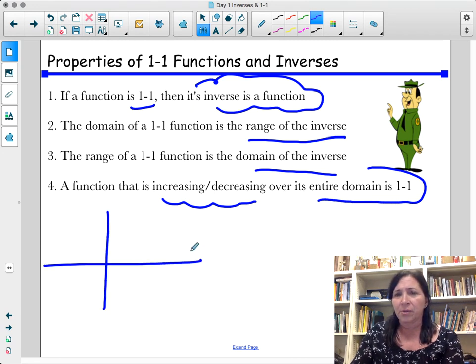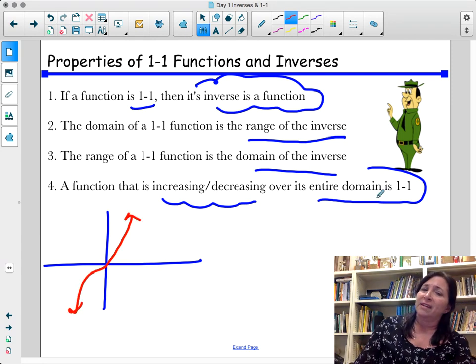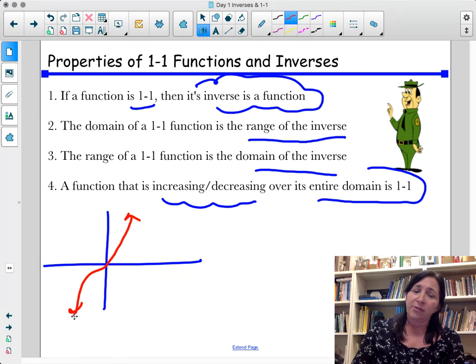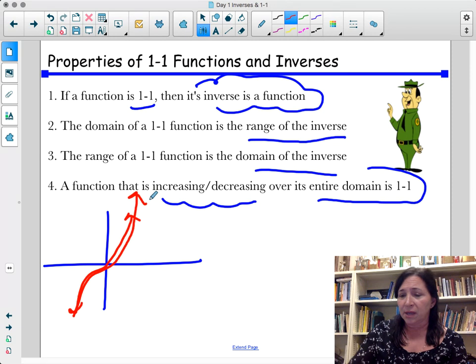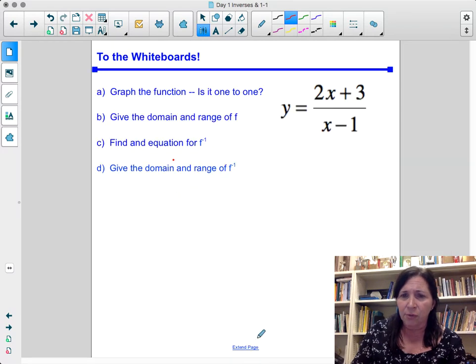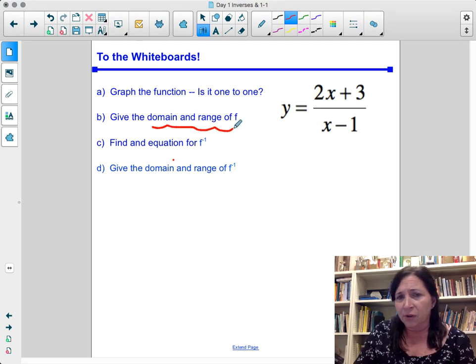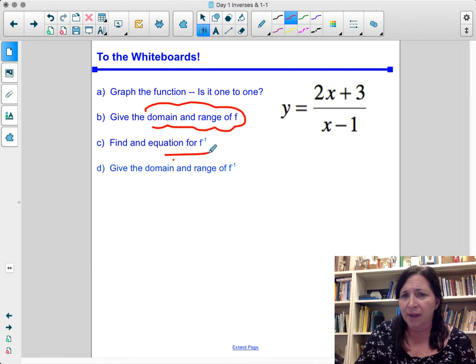Maybe an example of that would have been our last example, where it's increasing or decreasing over the entire domain. If I started left and I went up, see how it's still increasing? So that would be a one-to-one function. Here we're trying to check this out and do another problem like this. Again, is this one-to-one? Yes, it's one-to-one. Give the domain and range, find the equation for the inverse, and then give the domain and range for the inverse.